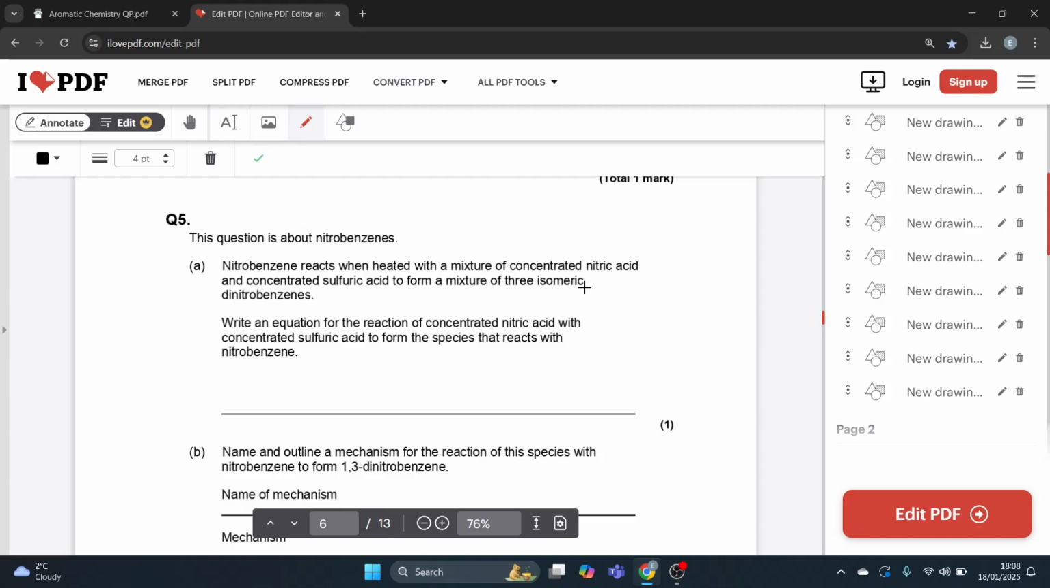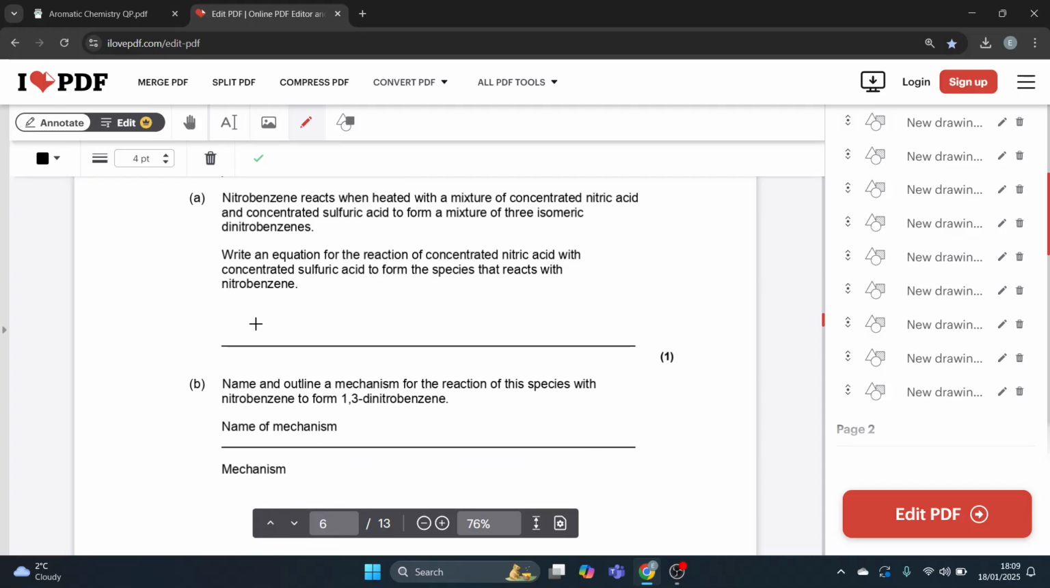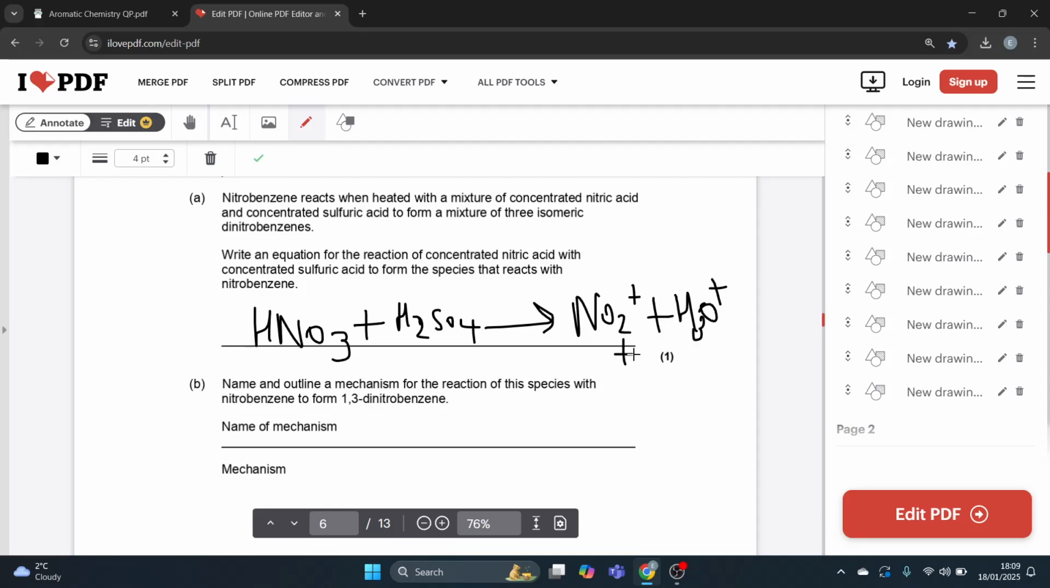Write an equation for the reaction of concentrated nitric acid with concentrated sulfuric acid to form the species that reacts with nitrobenzene. So I've got HNO3 plus H2SO4 forming NO2 plus, H3O plus, 2HSO4 minus, and we also need a 2 here.